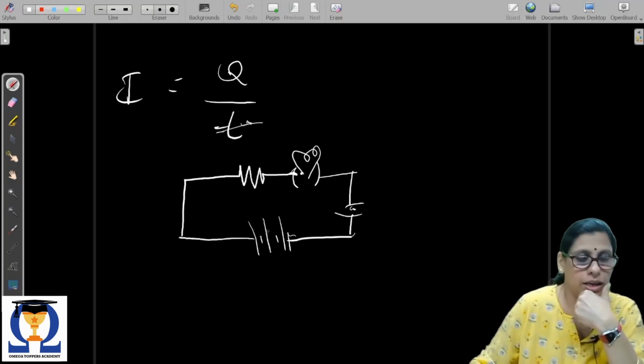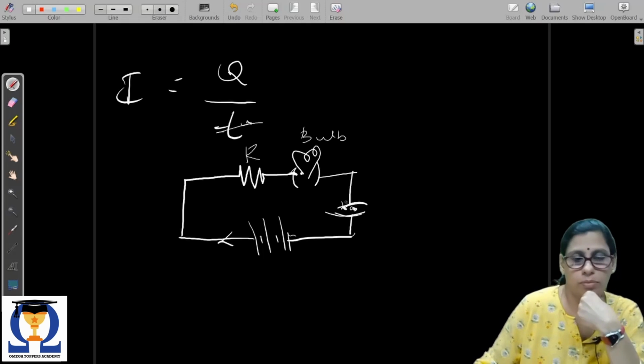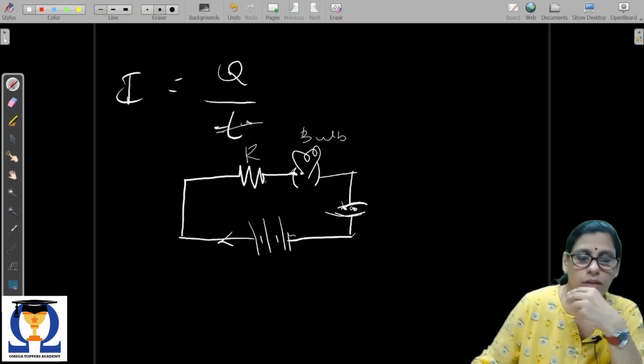Conventionally, it is considered that the current flows in the circuit from the positive end. It enters the resistor R. This is the bulb through which the current flows and the bulb glows. This is the switch or the key. Once we switch on or put in the key, the charges start flowing in this circuit. This resistor controls the flow of electrons.